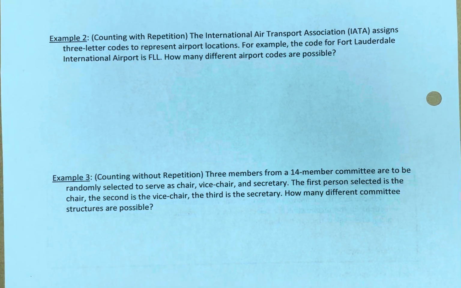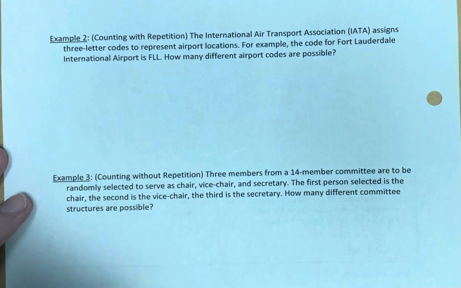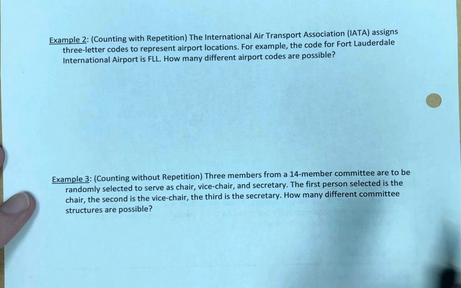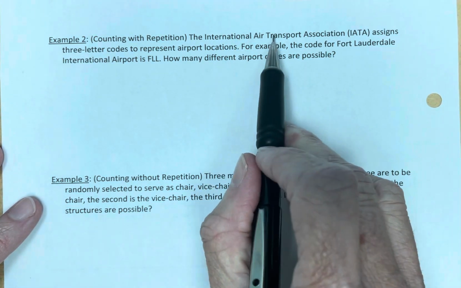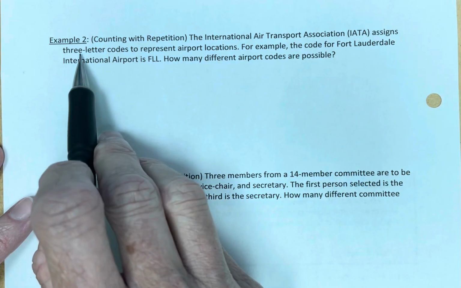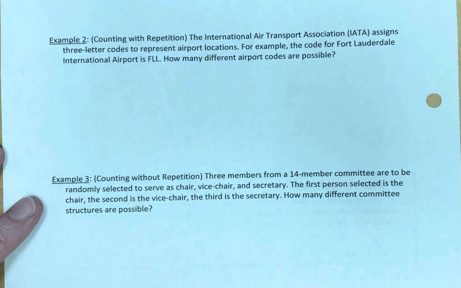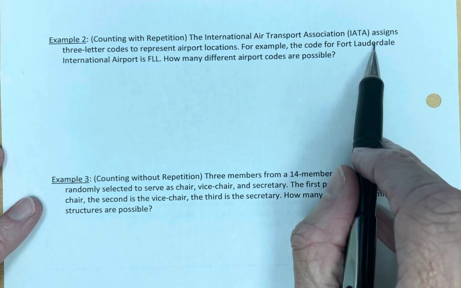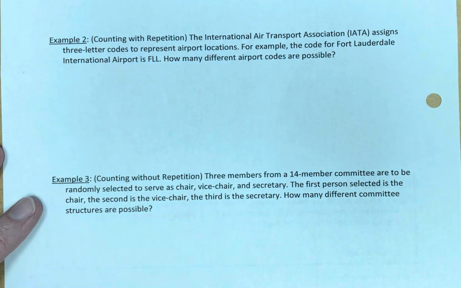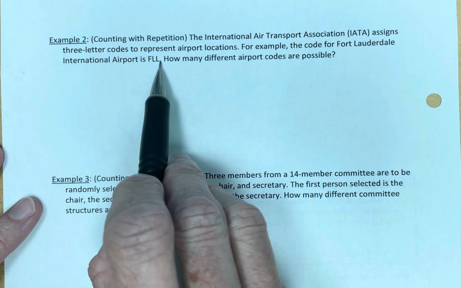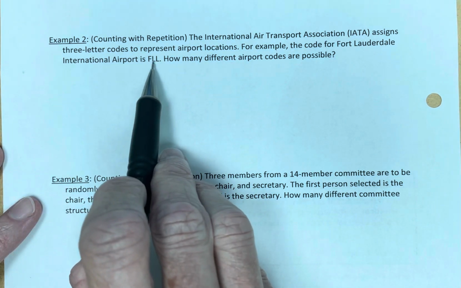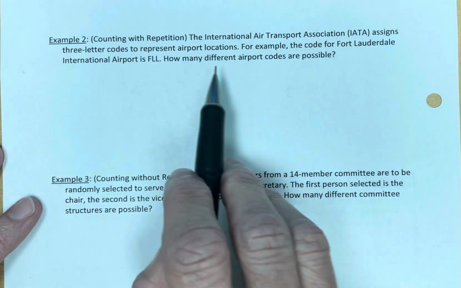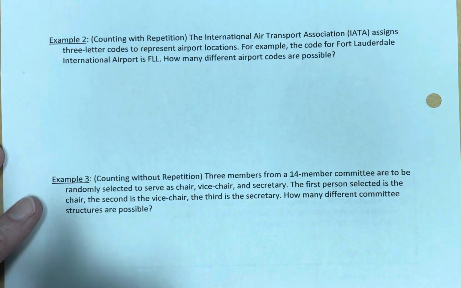Okay, this example 2 kind of gets us to counting with repetition, which we're going to be dealing with in some future lessons. So the International Air Transport Association assigns 3-letter codes to represent airport locations. For example, the code for Fort Lauderdale, Florida is FLL. Okay, notice you can repeat a letter here, repetition. I could have more than 1 L in this case, or more than 1 letter. How many different airport codes are possible?